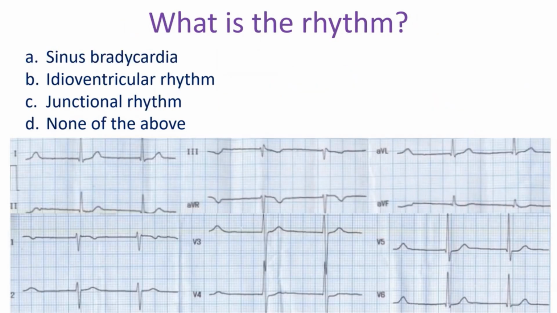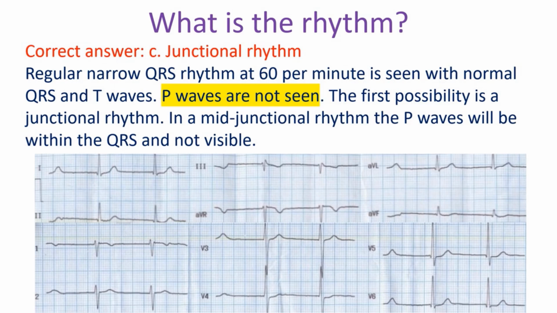What is the rhythm? A. Sinus bradycardia, B. Idioventricular rhythm, C. Junctional rhythm, D. None of the above. Correct answer C. Junctional rhythm. Regular narrow QRS rhythm at 60 per minute is seen with normal QRS and T waves. P waves are not seen.